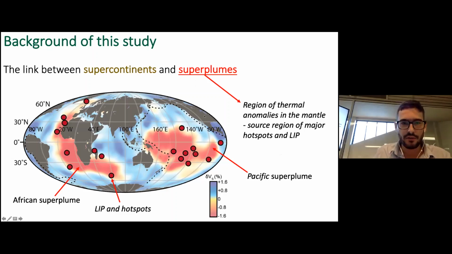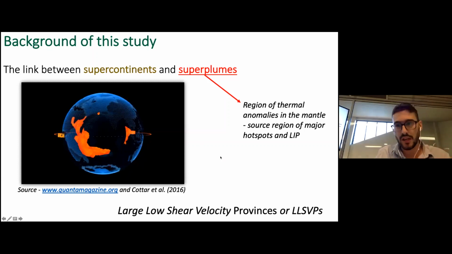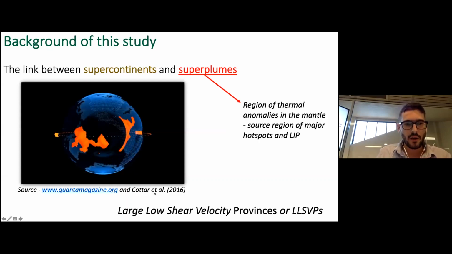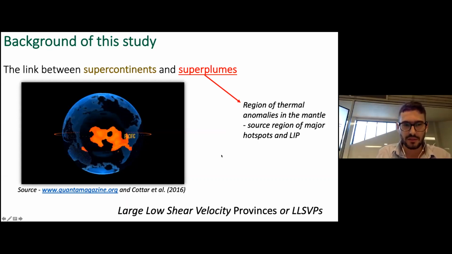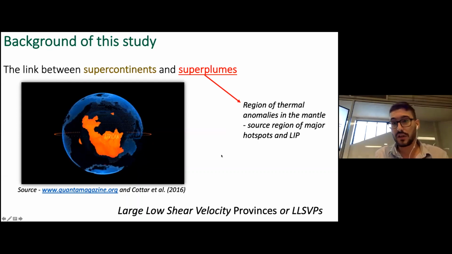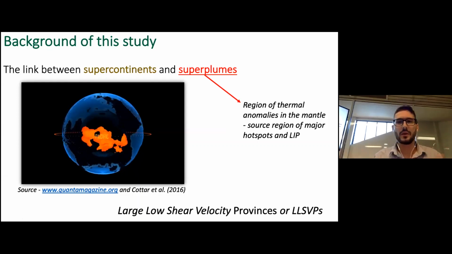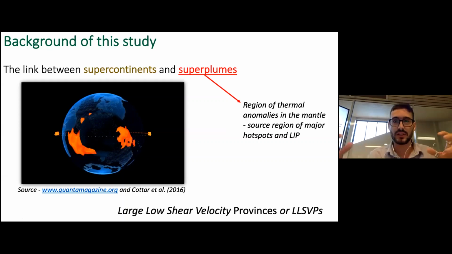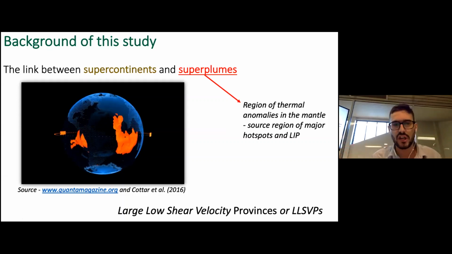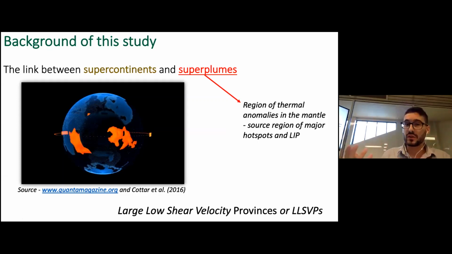I think I should have a very nice animation here. This is a representation of the LLSVPs done by Cottaar et al. in 2016. You see the Pacific LLSVP passing by, and after that the African LLSVP. This animation is very nice because you see the two structures are antipodal. They are not just somewhere in the mantle, they are basically at opposite sides of the core. And you see they have different shapes. This is just a representation of what's going on deep in the mantle.